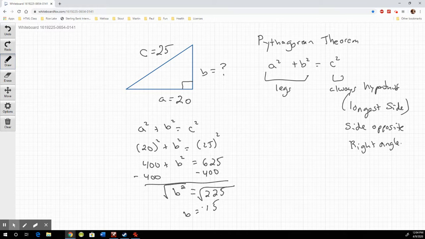And that number makes sense because 15 is smaller than 25. If you get the answer here, and it turns out that this b number is bigger than 25, you know that you've got a mistake because the longest side has to be the hypotenuse.